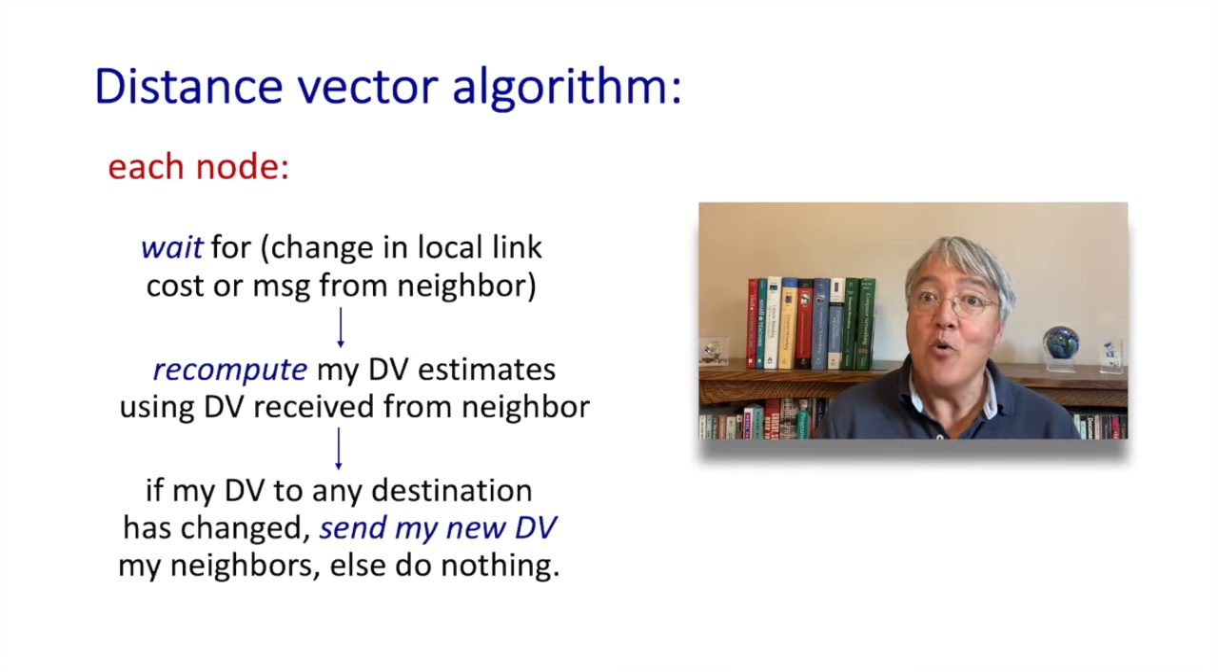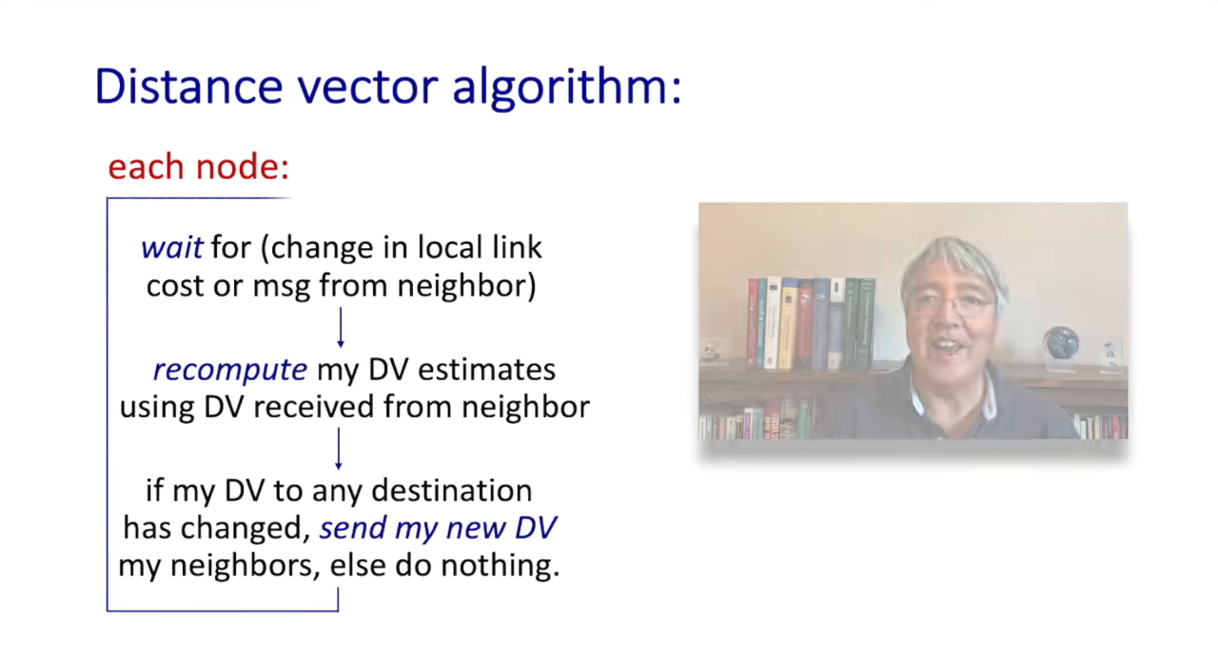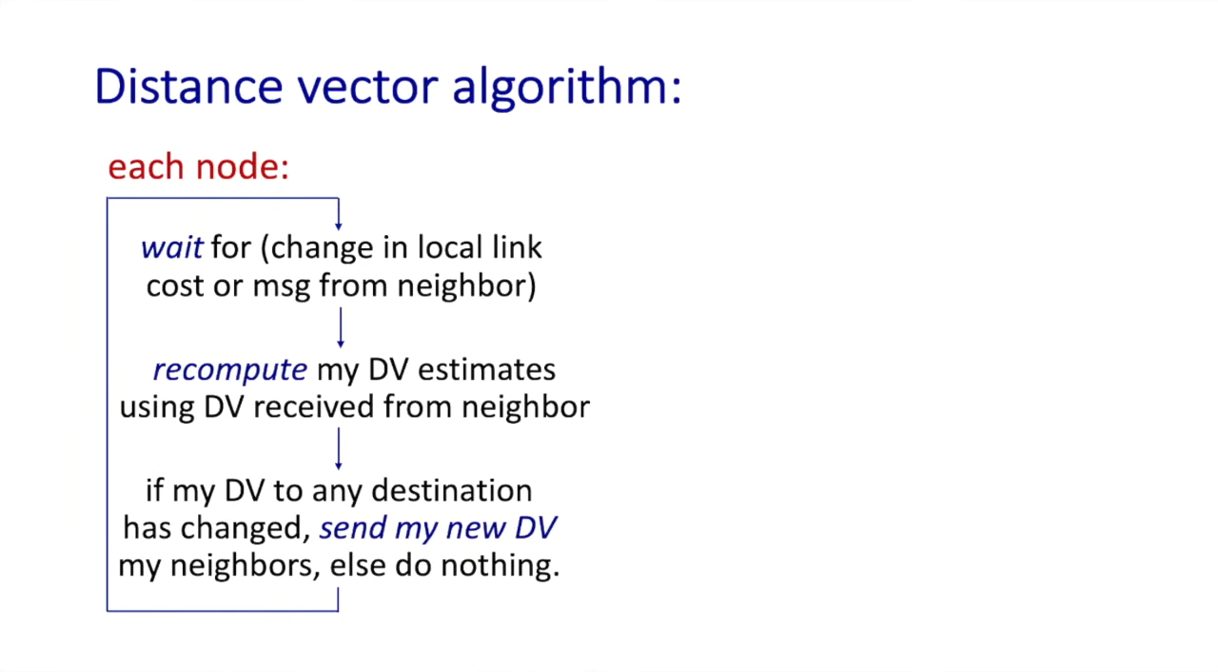3, if my own distance vector changes as a result of the Bellman-Ford calculations, I'm going to send my new distance vector to each of my neighbors. And that's it. Then I'm going to iterate again. Well, this algorithm could hardly be simpler.